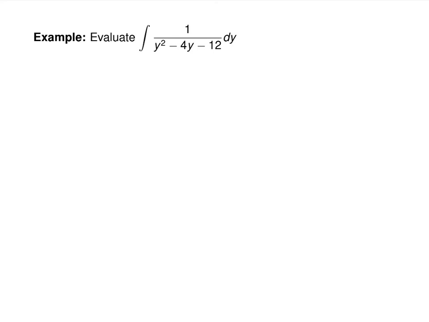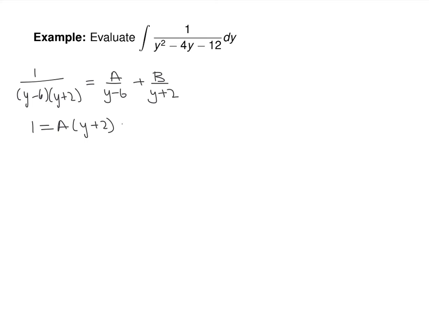All right, now we have a simple one and a little bit more challenging one. The simple one is when you can use that cover-up method to find the values of those coefficients. So first, factor that denominator. We have 1 over y minus 6 times y plus 2 is equal to a over y minus 6 plus b over y plus 2. Then multiplying by the y minus 6 and y plus 2, we get 1 equals a times y plus 2 plus b times y minus 6.